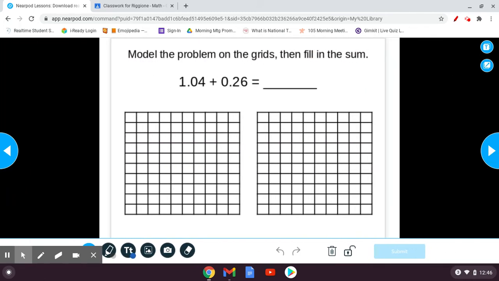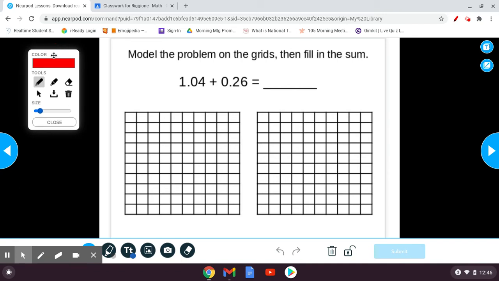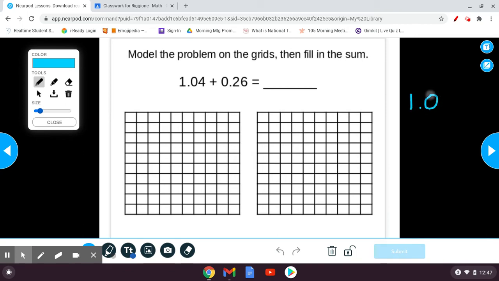The next slide we took a look at is how we could take what we did yesterday and apply it to a problem that is similar but a little bit more challenging. So here you can see that we're starting with 1 and 4 hundredths plus 26 hundredths. So keeping in mind that 1 and 4 hundredths, if I were to decompose that, it's made up of 1 whole and 4 hundredths. And we just talked about how a whole shaded in grid is equal to 1 whole.